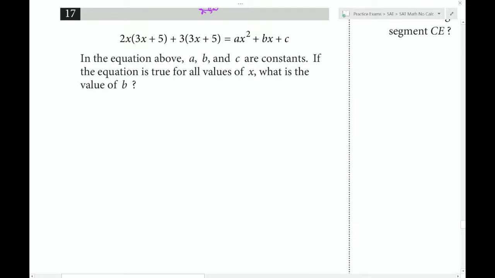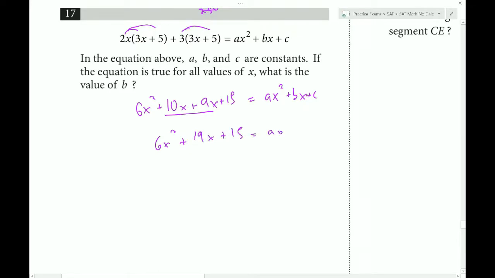Next, for this, I'm going to have to distribute. So I get 6x squared plus 10x, and then I distribute again, so plus 9x plus 15. That's equal to ax squared plus bx plus c. And then I just combine these middle terms, so I get 6x squared plus 19x plus 15 equals ax squared plus bx plus c. And they want to find out what b is.